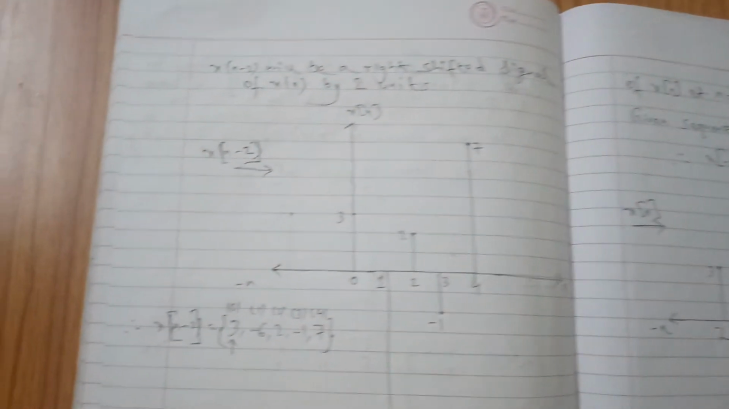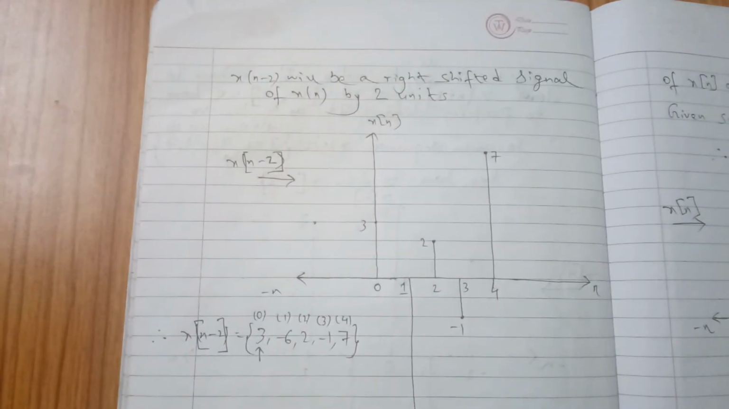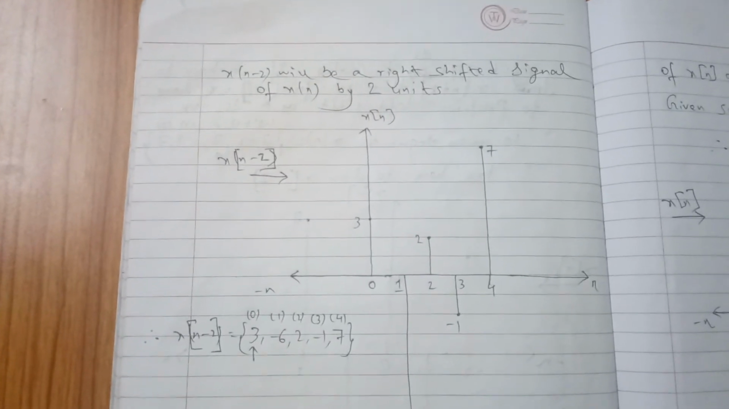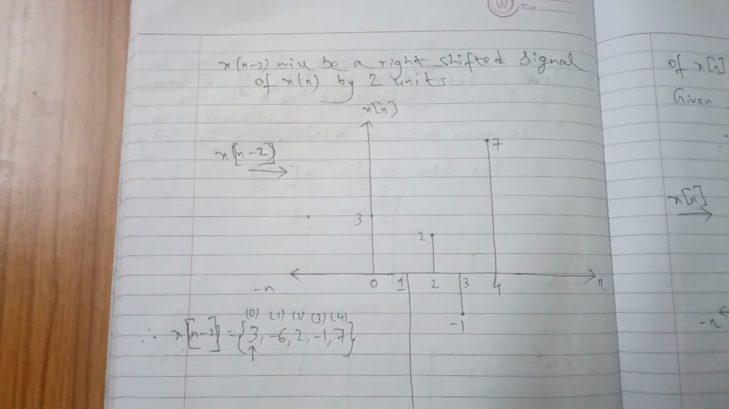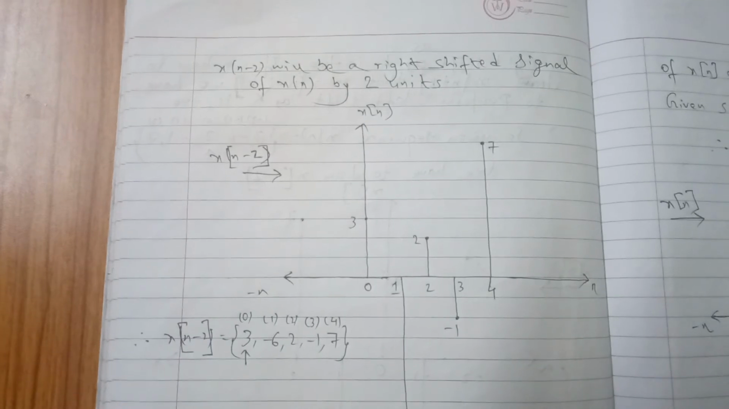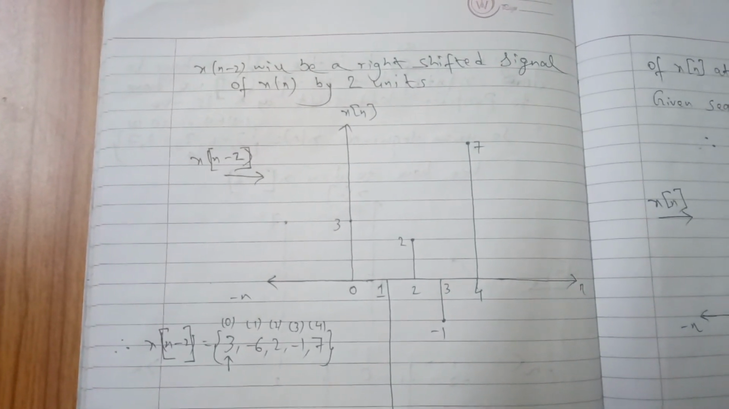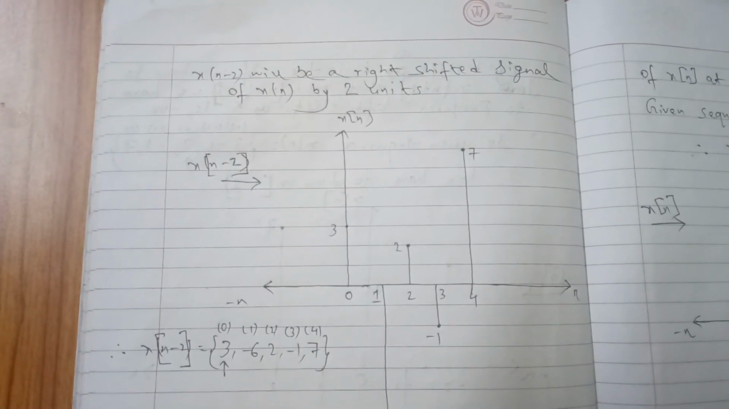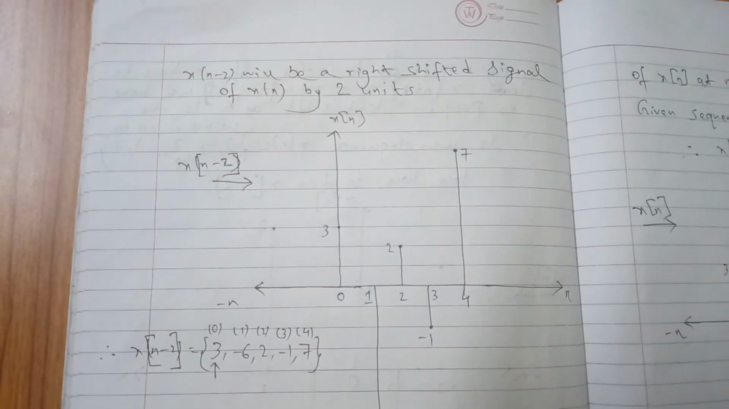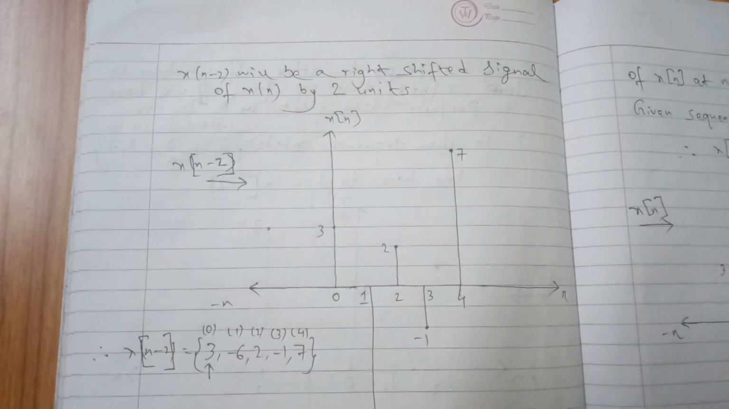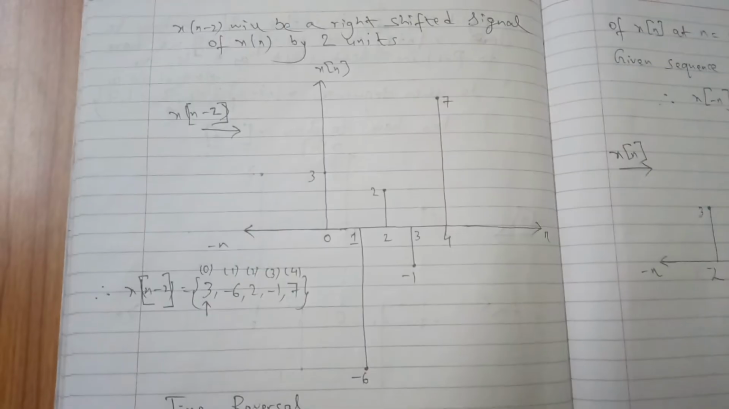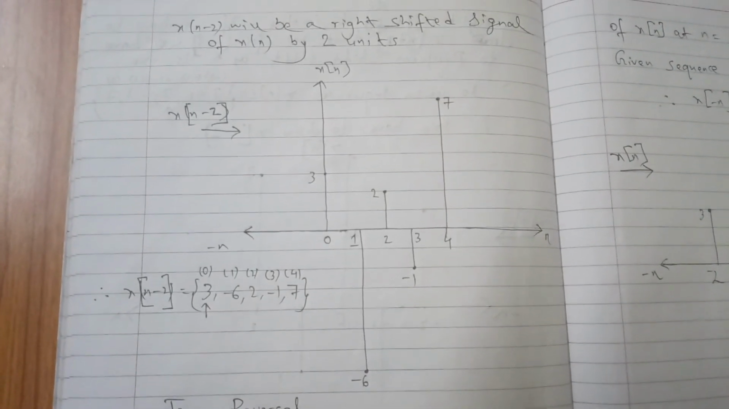So turning over, we see x of n minus 2 will be a right shifted signal of x of n by 2 units. As k is 2 and 2 is a positive number, we will shift the original x of n signal by 2 units to the right hand side to get x of n minus 2. And here is the diagram of x of n minus 2.